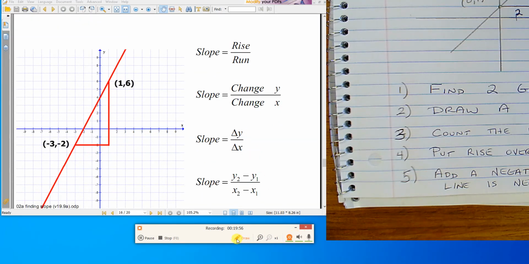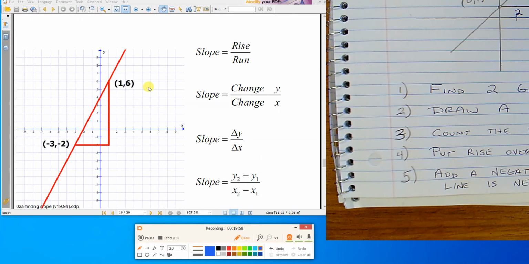All right, I'm going to do this one. I can stack my points. 1, 6, -3, -2. From 1 to -3 is a change of -4. From 6 to -2 is a change of -8. So my rise is -8, and my run is -4, which becomes 8 over 4, which is 2 over 1, which is 2. If you don't like this method, that's fine.